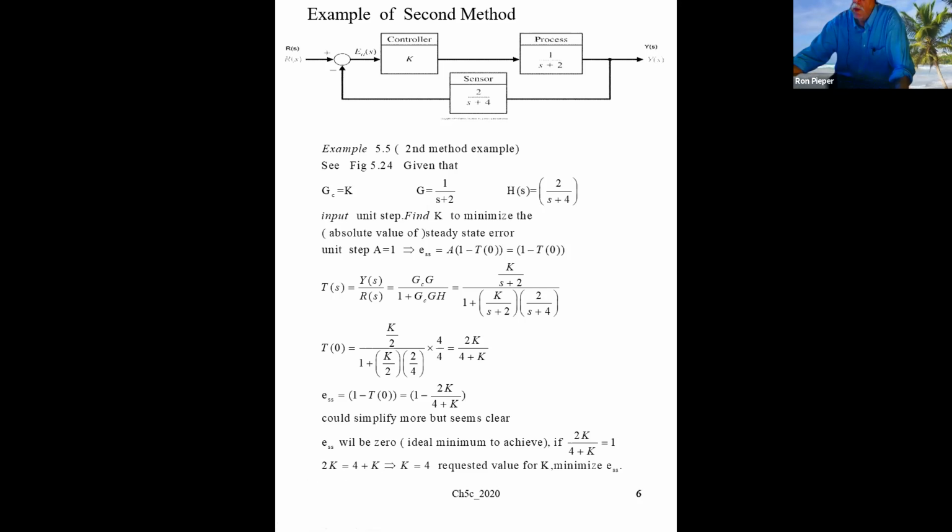Okay, I'm waiting for a question if there is one. Not hearing a question on that. Okay, I'm going to go to the next page here.